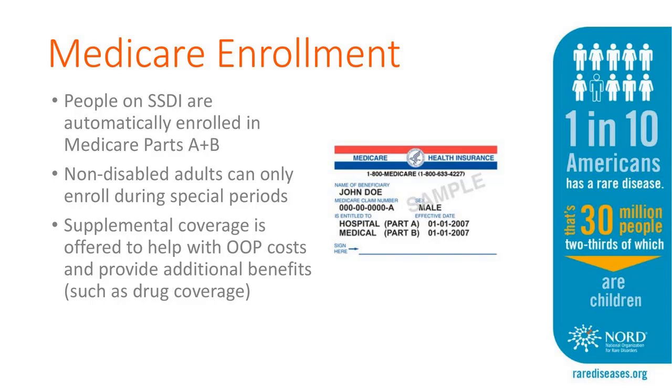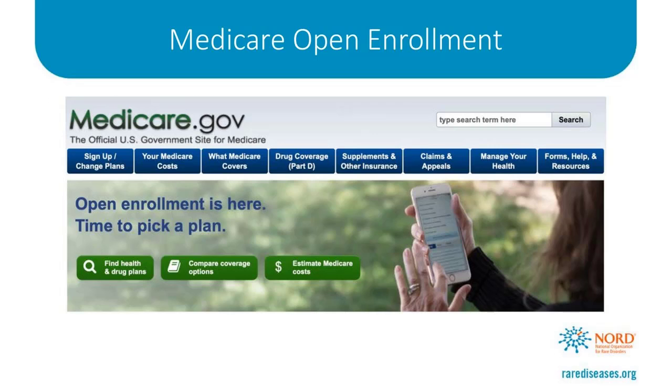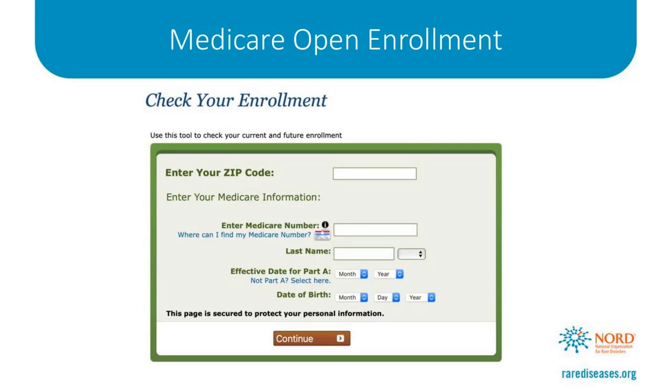So the way to sign up for Medicare, one goes to Medicare.gov. This is actually straight from the homepage of Medicare.gov. And as one signs up, you'll eventually find yourself at this Check Your Enrollment box. And this is a very simple Check Your Enrollment process. You enter your zip code because for Medicare Part D, different plans are offered in different places, so it's important that it knows where you are.